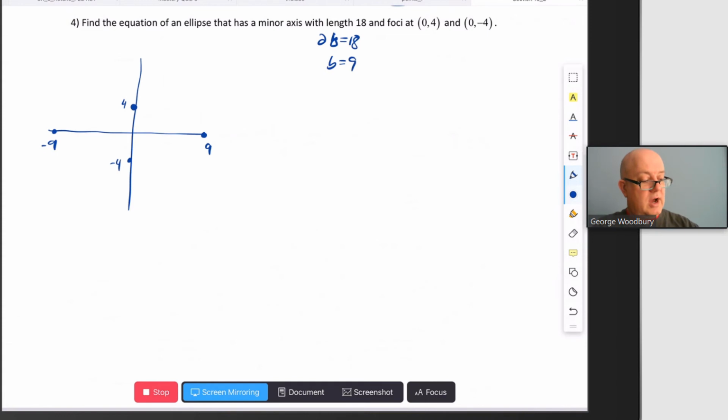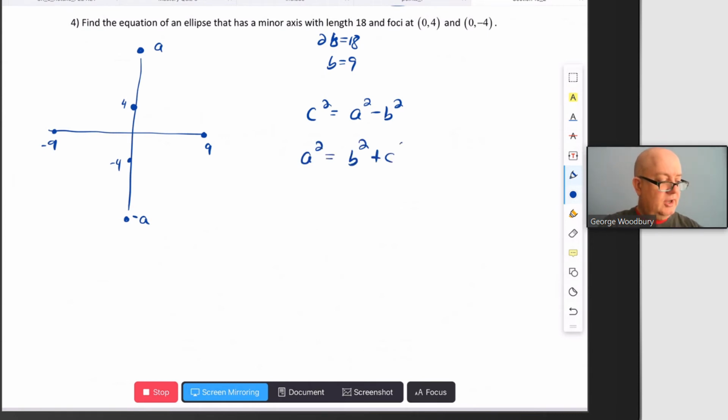And what we've got to figure out is somewhere up here and down here, there's an a and a negative a that make this ellipse. So we do know from the last problem that we did that c squared equals a squared minus b squared. And if I solve this for a squared, I know that a squared is b squared plus c squared.